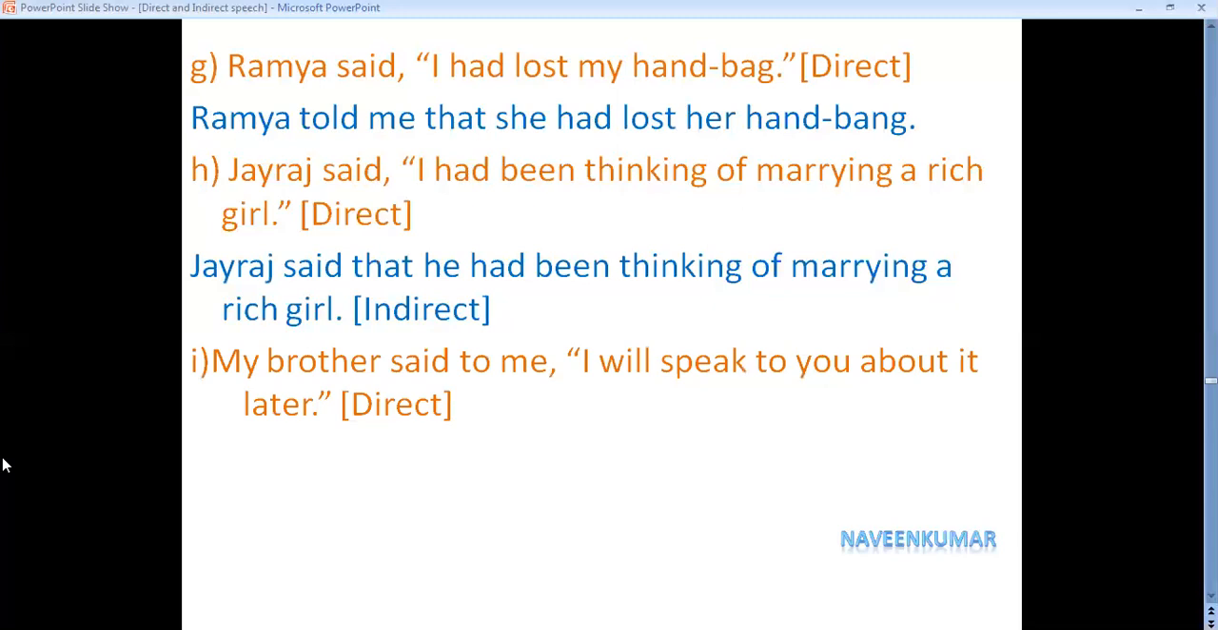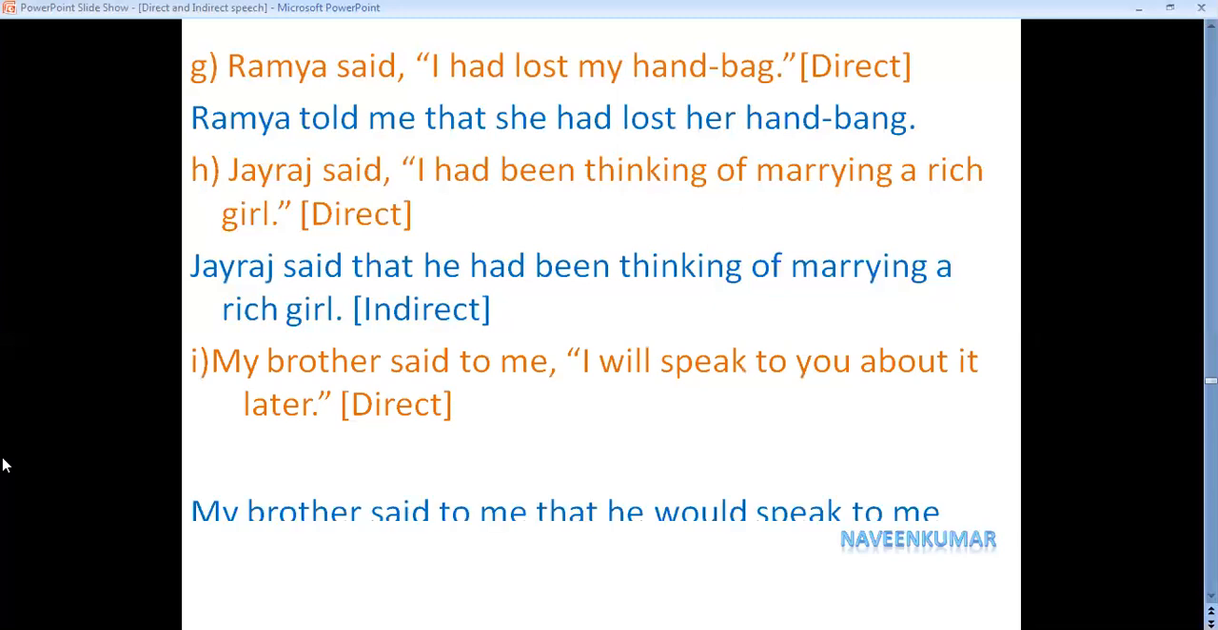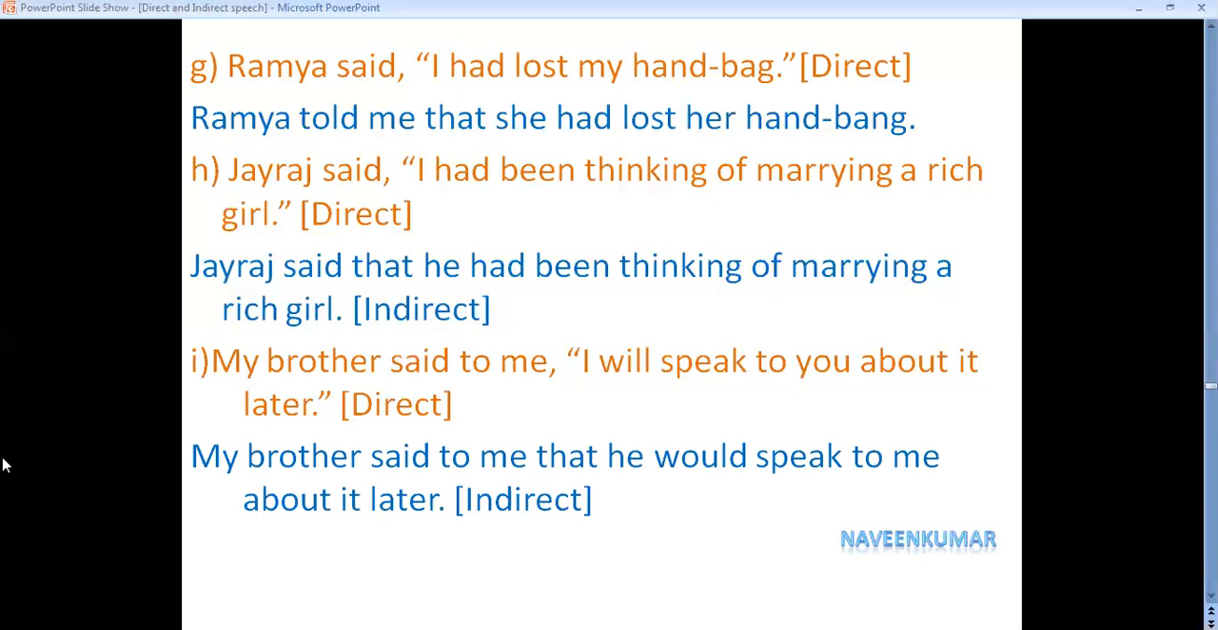So that is future conditional. So what are those conditions? The modal verbs come into play now. Will becomes would. So my brother said to me that he would speak to me about it later. So you have to remember that table.